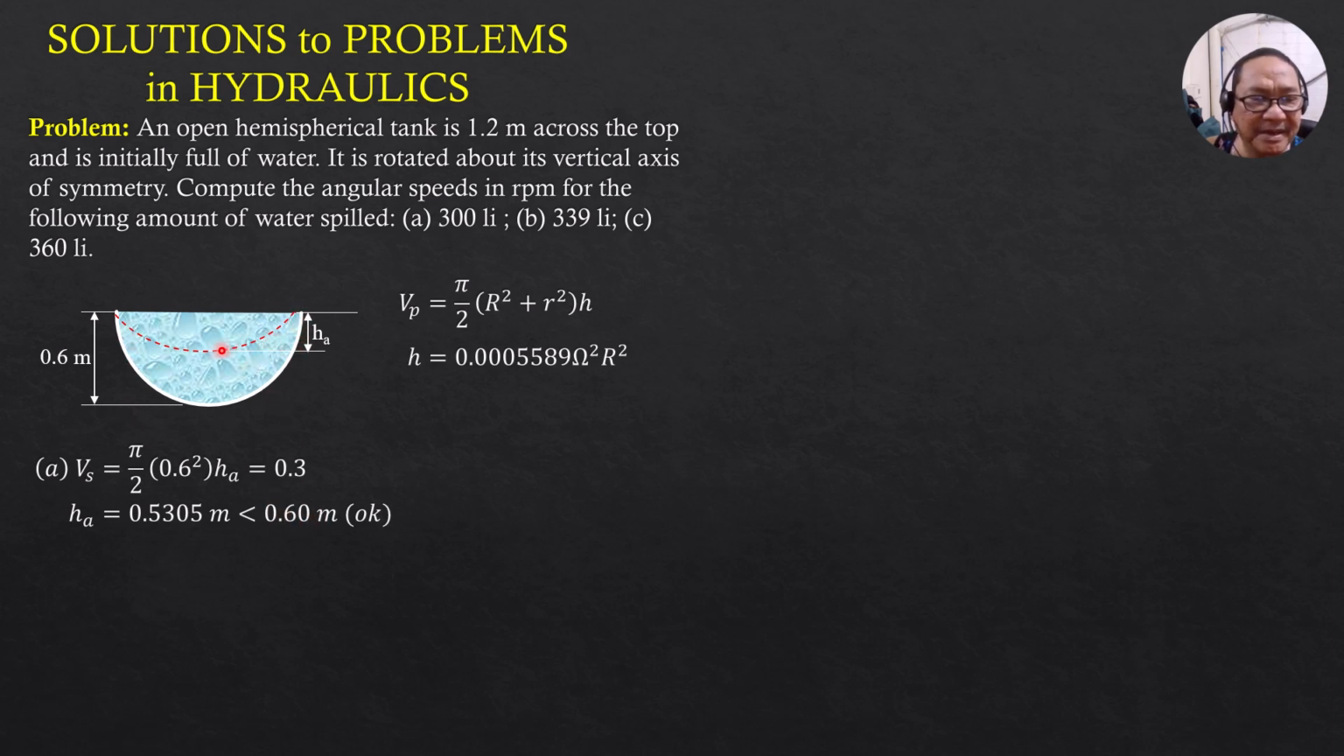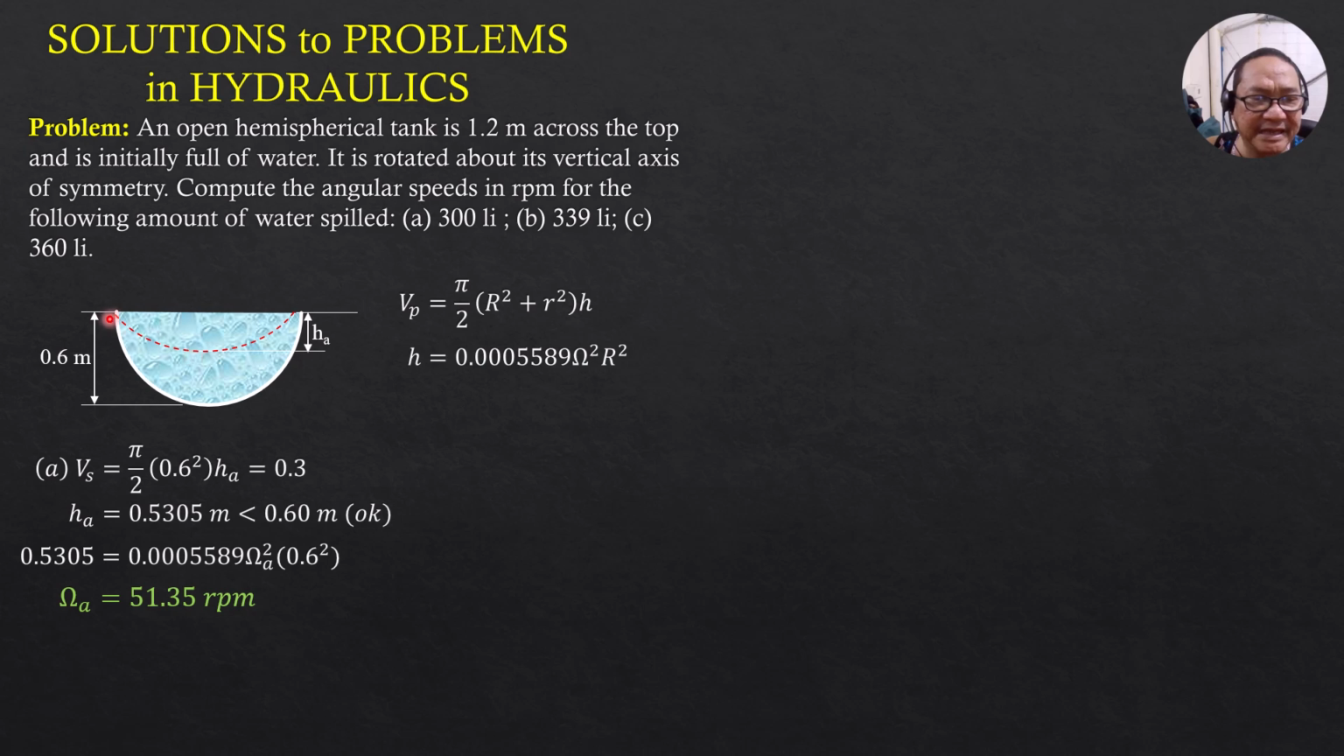So this is the paraboloid of revolution. Above this is the amount of water that is spilled. So substitute into this formula: 0.5305 equals 0.0005589 omega A squared, times the radius 0.6 squared. So omega A can now be computed, and it is equal to 51.35 revolutions per minute.